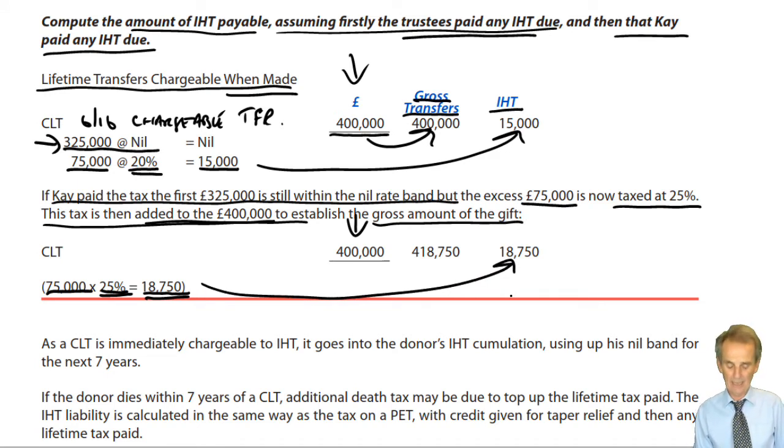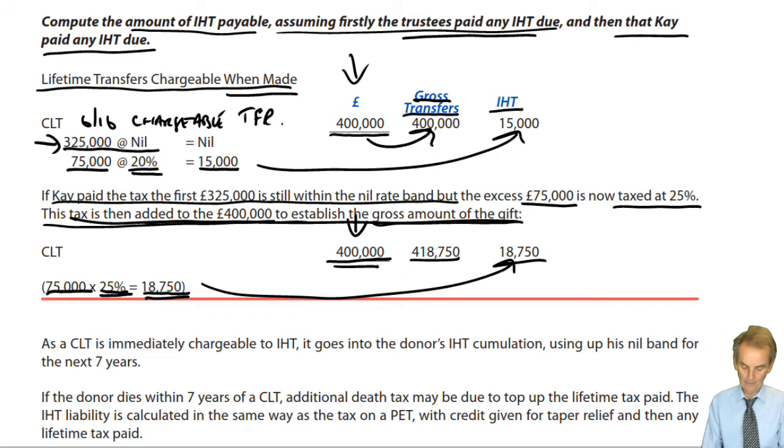But now we're saying that the 400,000 was a net transfer. So how do we get the gross amount? The tax is then added to the 400,000 to establish the gross amount of the gift. 400 plus 18,750, 418,750, the gross figure.